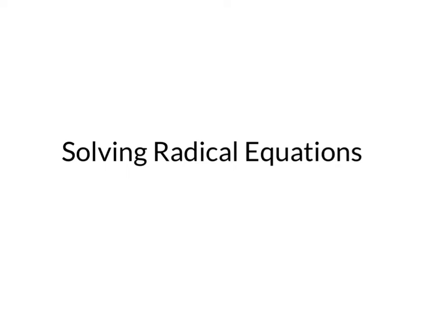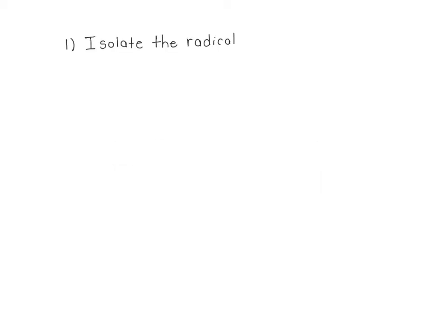In this video, we're going to look at how to solve radical equations. Just like other equations we've worked with, our first goal when we're solving radical equations is to isolate the most basic part of the function. So we want to get the radical all by itself. After we've done that, we want to square or cube both sides of the equation.